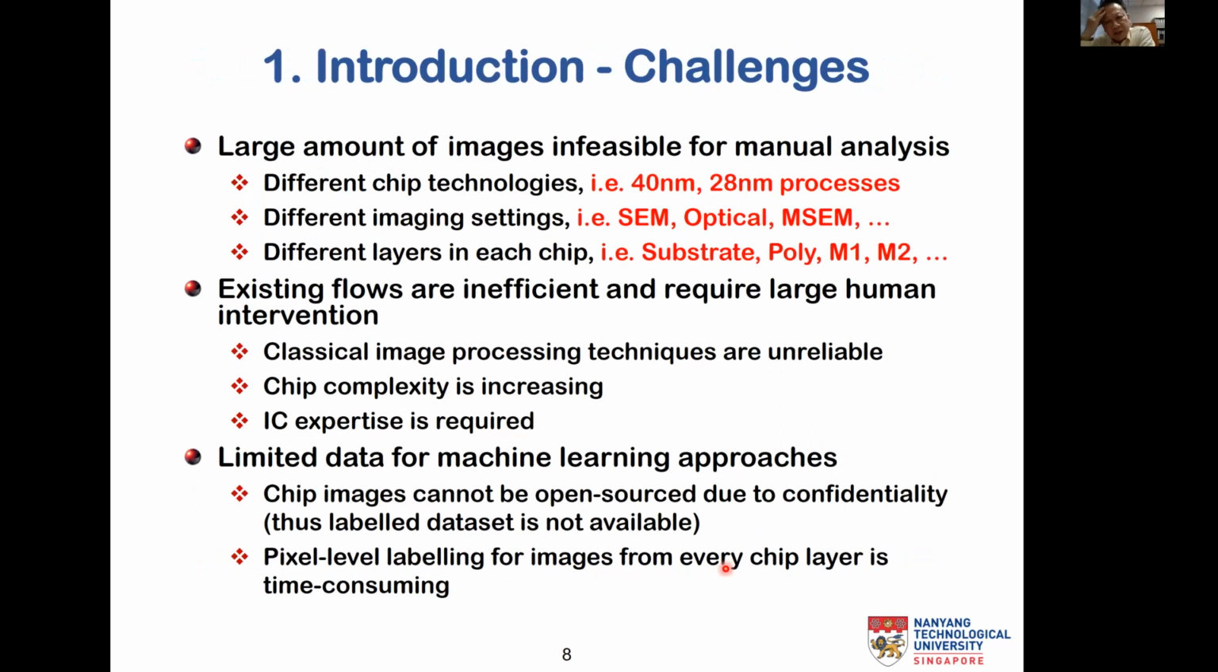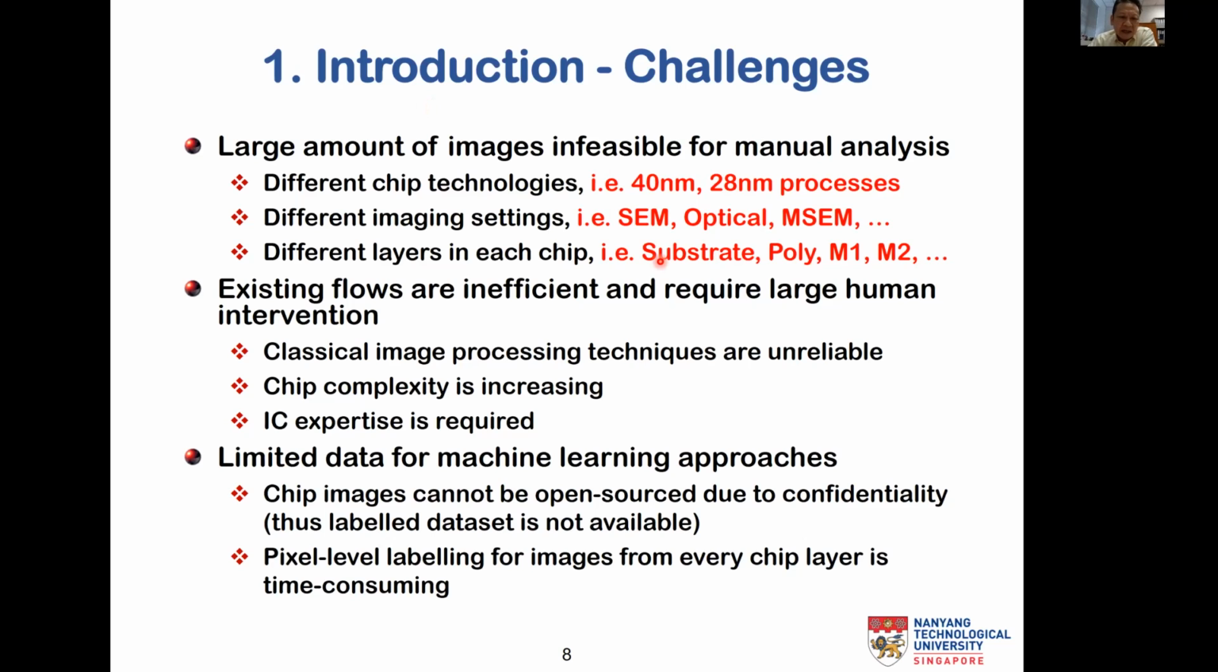Let us look at the challenges of this particular IC circuit analysis. First of all, it has a large amount of images and it's infeasible for manual analysis. If you look at it, you have different chip technologies, for example, 40 nanometer process, 28 nanometer process, and subsequently 11 nanometer process. And also you have different image settings, SAM, optical, multiple SAM, and so on. And you also have different layers in each chip: substrate, poly, M1, M2, and so on. So this is a large amount of images.